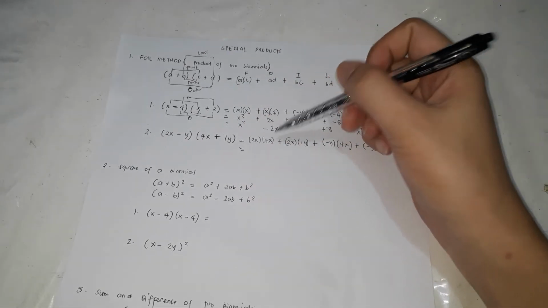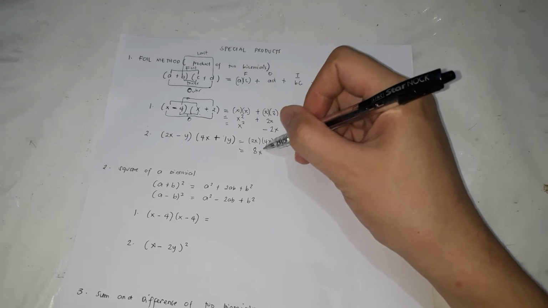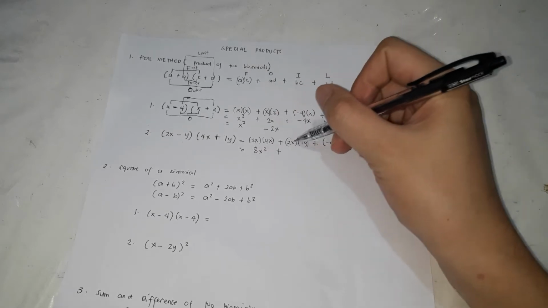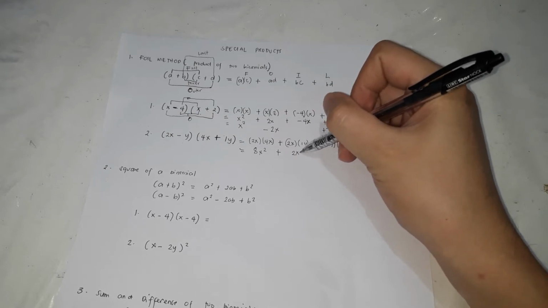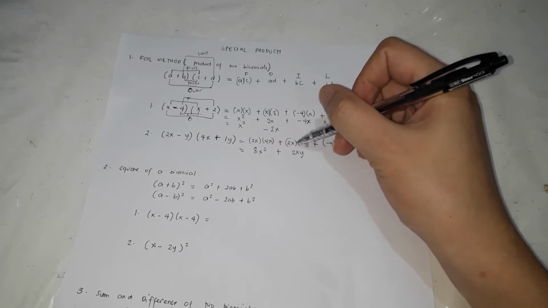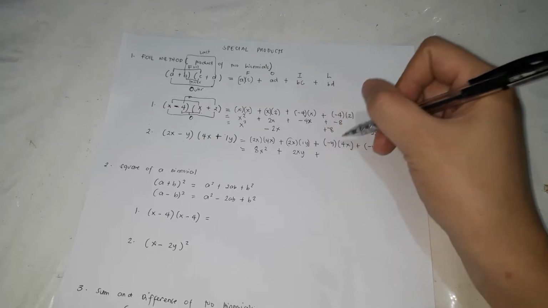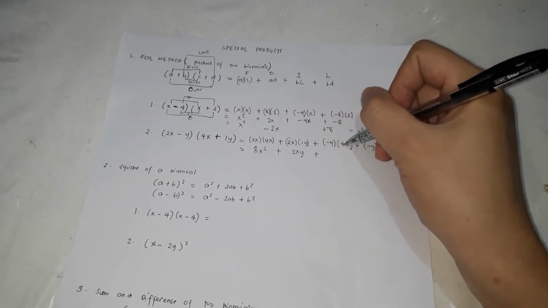Multiply 2x at saka si 4x, naging 8x squared. Very good. 2x at saka si y. 2x times 1y, it's 2xy. 2 times 1 is 2, copy xy. Plus negative y times 4x.